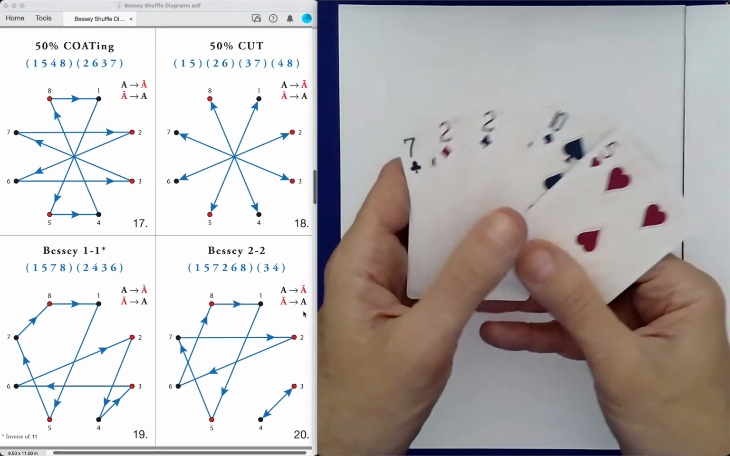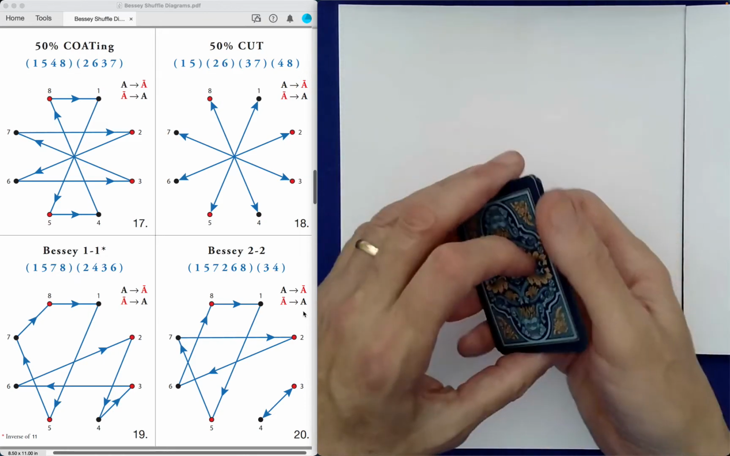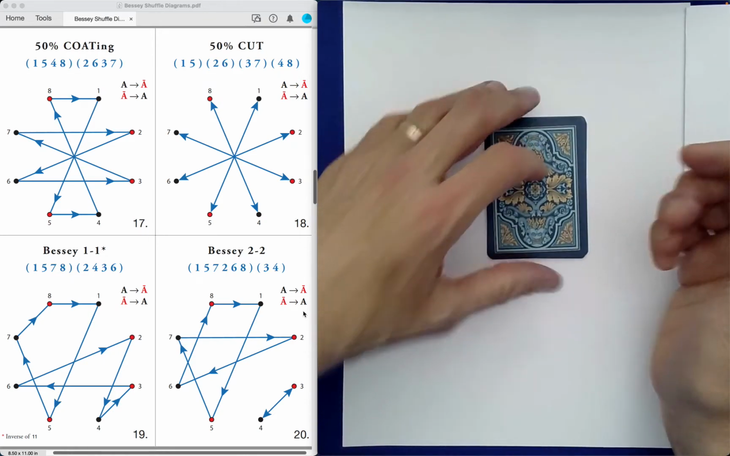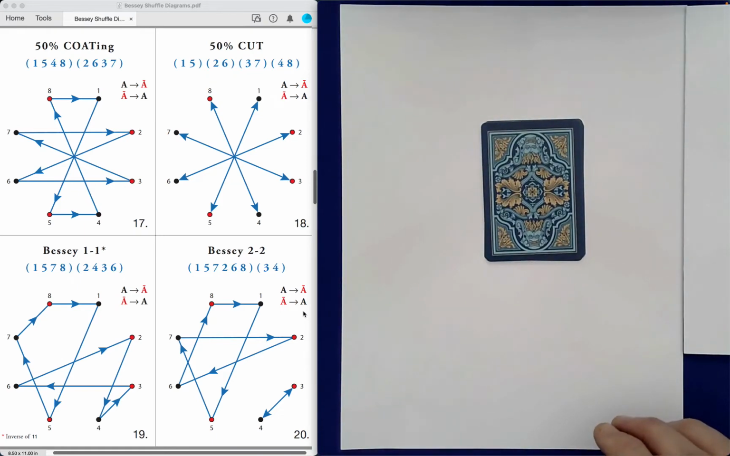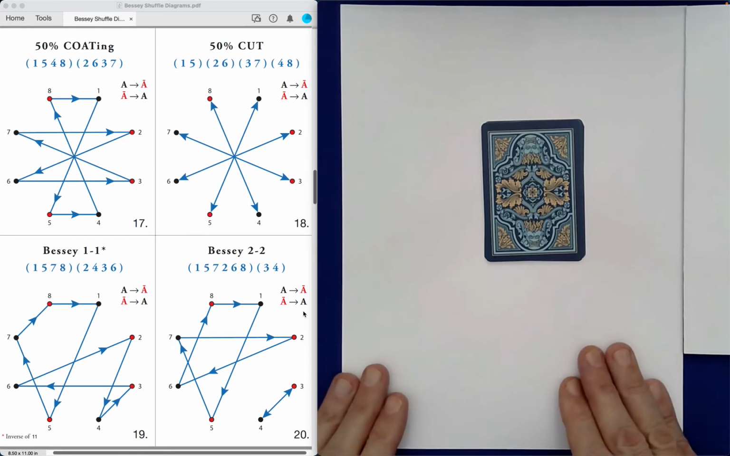So what we're going to do is go ahead and perform these shuffles that we've just introduced, and we technically can perform any of them in any order and in any quantity. We truly can. So you could do 2 50% cuts, followed by 3 Bessey 2-2s, followed by 1 50% cut, followed by 12 Bessey 1-1s if you wanted. And you will still finish with the ending that we will finish with. Okay, so that's important to know.